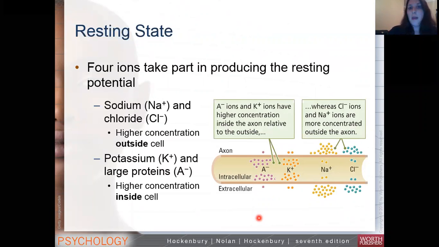So we have four major ions that are found in and around the cells. And so these aren't the only ones, but these are the major ones that we're going to talk about. So we have here, we have sodium, which is Na positive, okay, and chloride. Sodium and chloride are found outside of the cell, okay? So sodium and chloride, we see much more of that outside of the cell. Now, this makes sense if you think about it, because there is fluid that's in the brain.